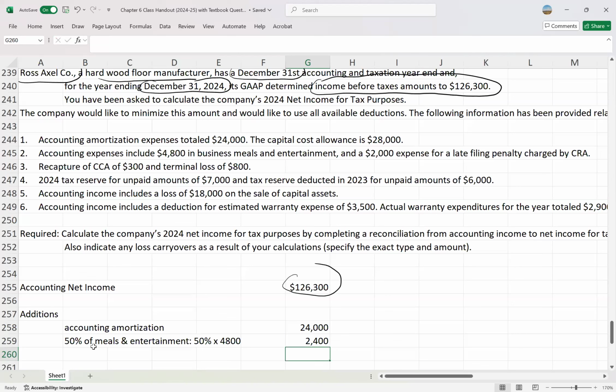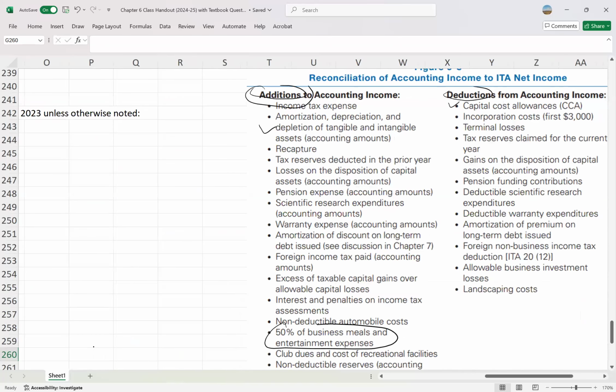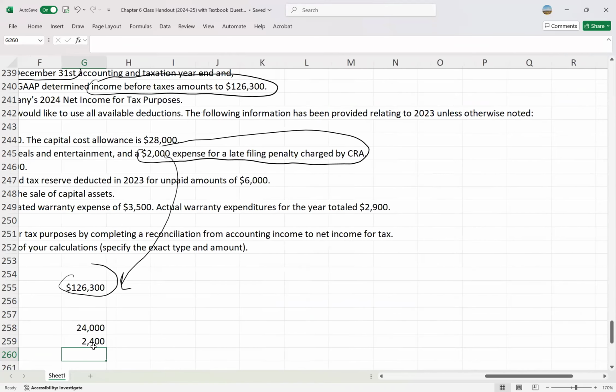They also deducted in their accounting income statement a $2,000 expense for a late filing penalty charged by the CRA. So remember we talked about this earlier. We said that any interest and penalties paid to the CRA are deductible for accounting, but not deductible for tax. Because we did deduct this 2,000 when we calculated the 126.3, if we go over here, we'll see that we do have to add back any interest and penalties on income tax assessments. So that 2,000 CRA penalty, we have to add back.